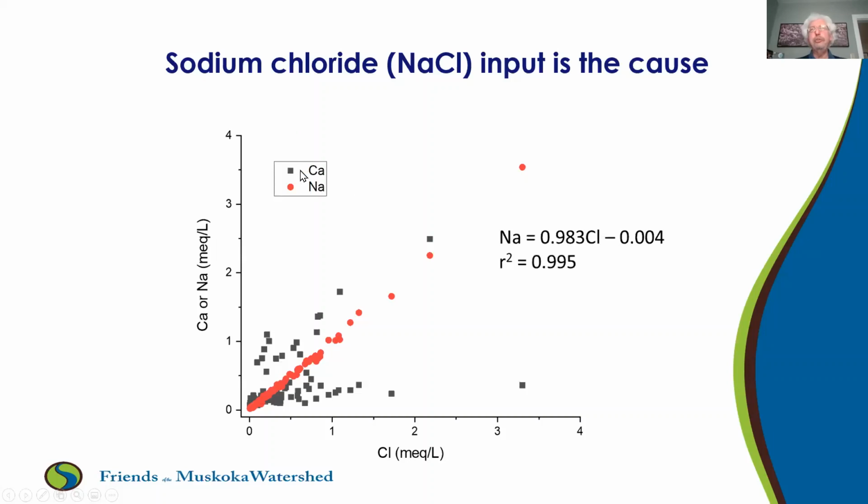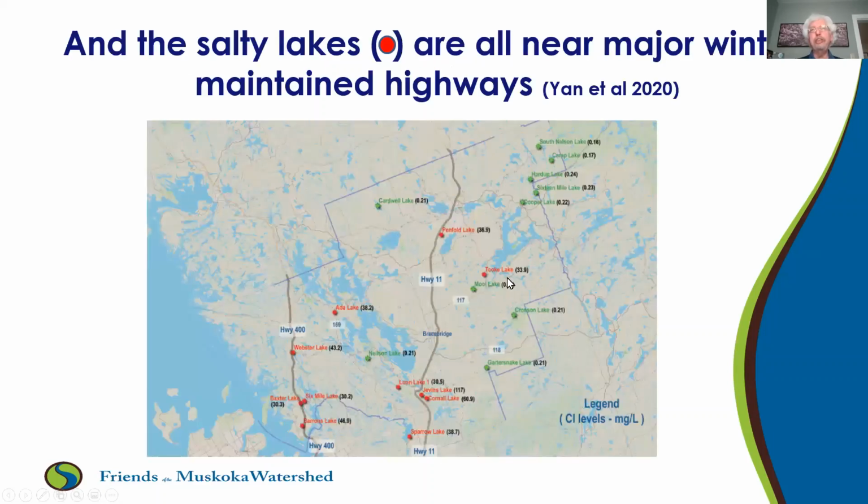The other clue to where the sodium chloride is coming from is to look at the lakes that have really low chloride and the lakes that have really high chloride. The lakes in green with really low chloride, all levels less than 0.3 or 0.4 milligrams per liter, are remote. This is up on the Limberlost property. Most of the lakes that have high chloride are right beside Highway 400, right beside Highway 11. And then there's a few others we need to explore.